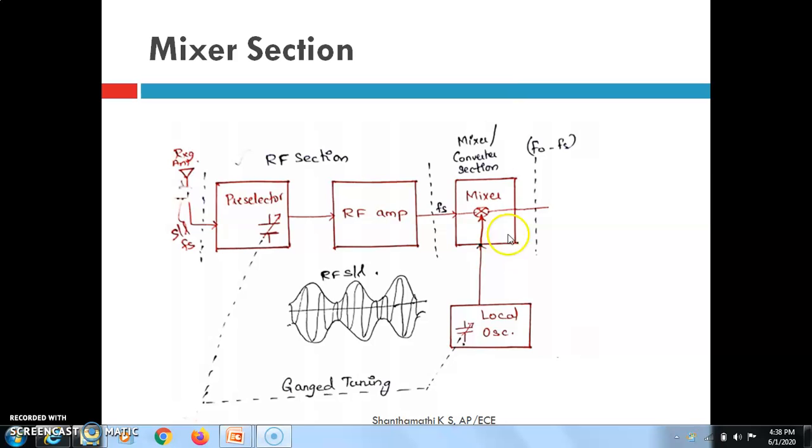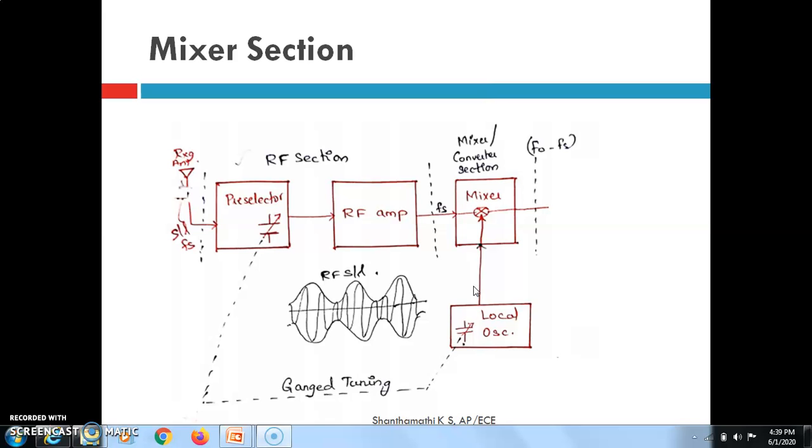Okay, so which means we may get multiple frequencies here: the signal frequency alone, the oscillating frequency alone, the sum of signal and oscillating frequency, and fourth, the difference of the oscillating and signal frequency. Out of these four frequencies, we'll be selecting only the difference of your local oscillating frequency and signal frequency. This difference is called the intermediate frequency.